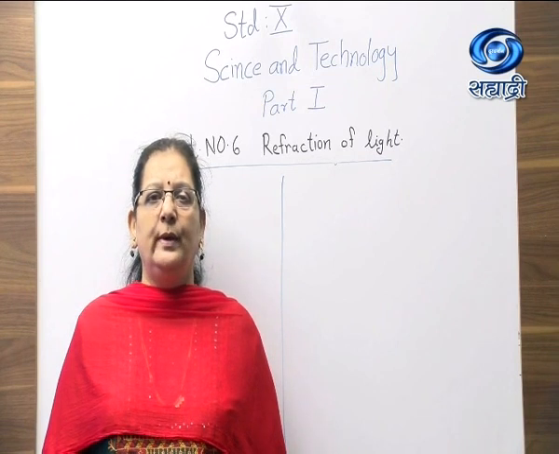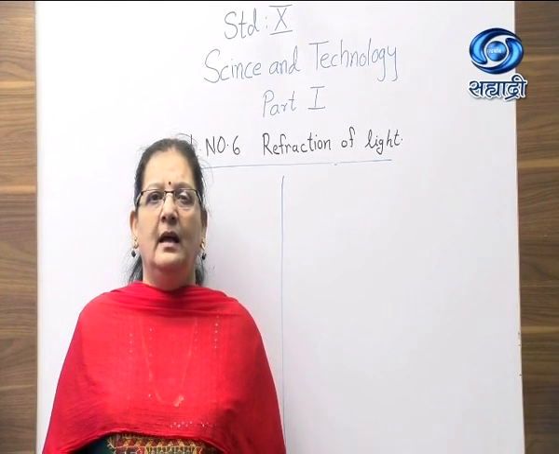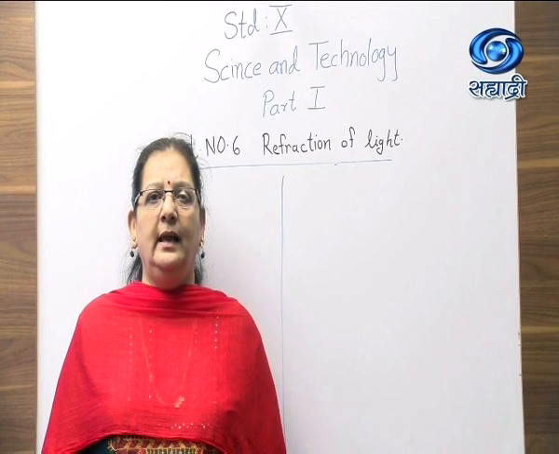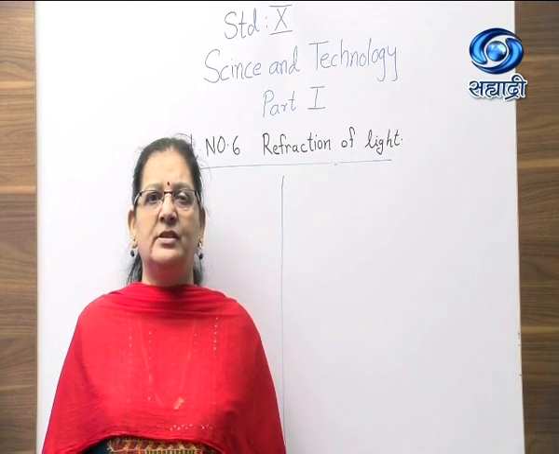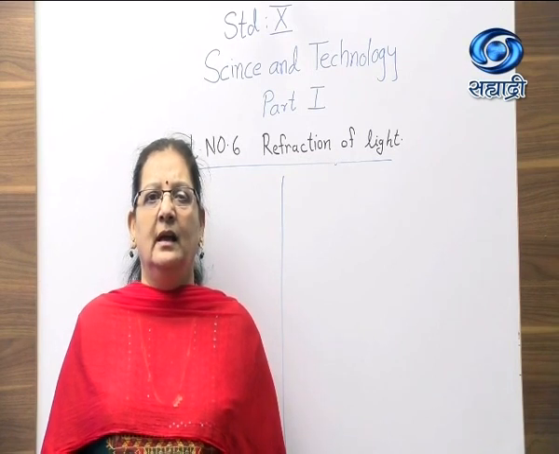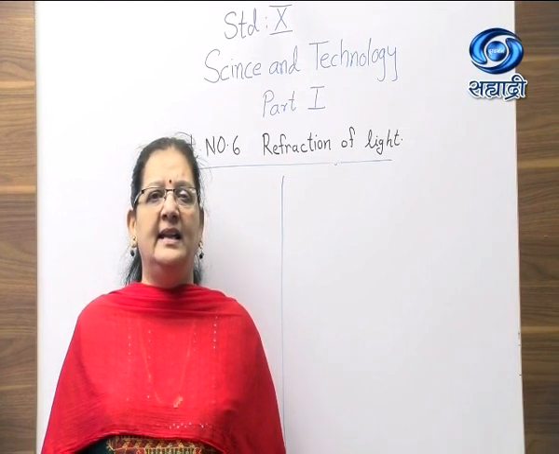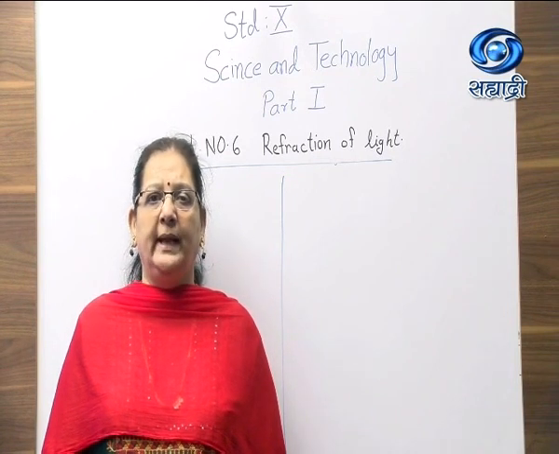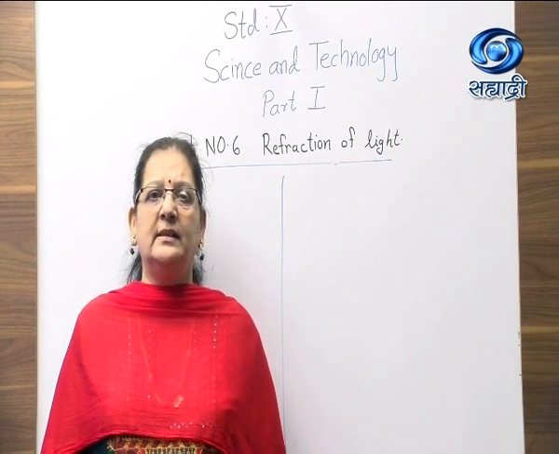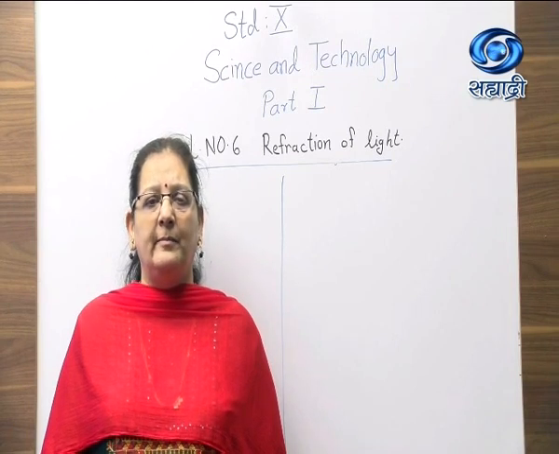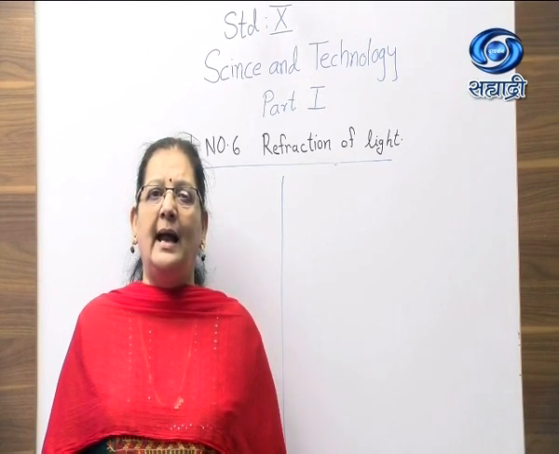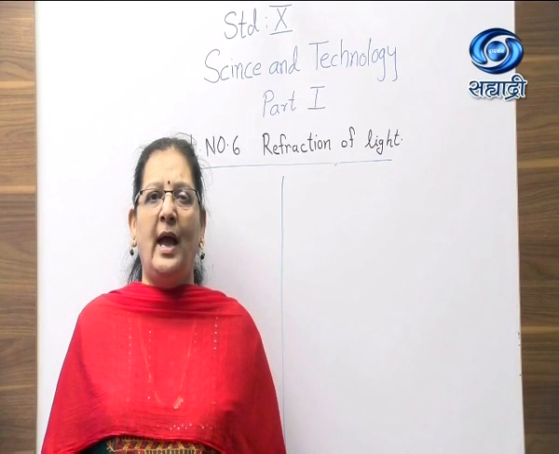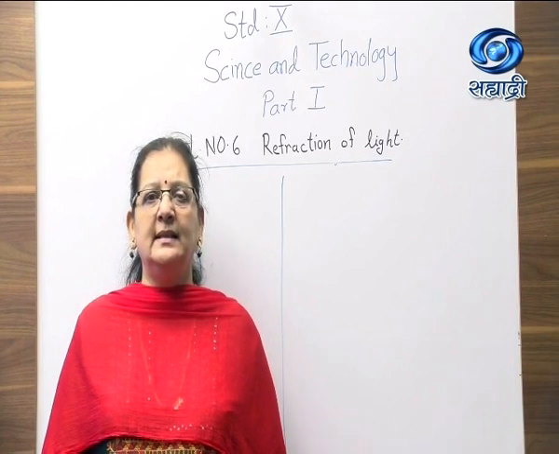Thank you, students. Today we have seen refraction of light, in which we have seen reflection, refraction, how early sunrise and delayed sunset are seen, how a rainbow is obtained, how refraction takes place by a glass slab, and so on. I think you have understood the lesson.